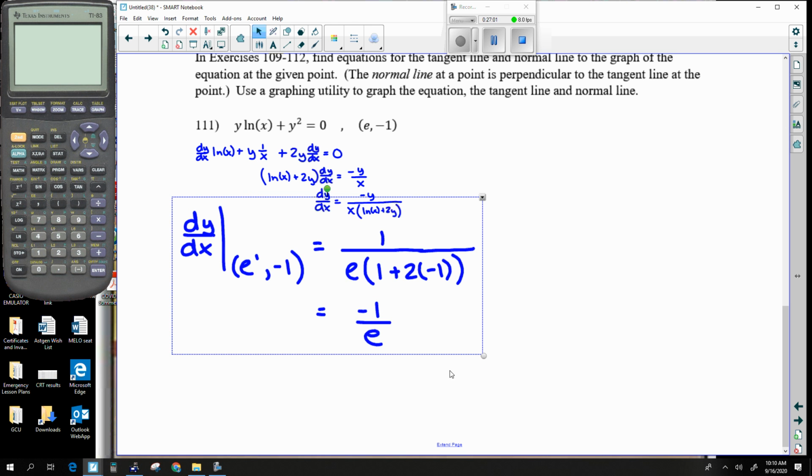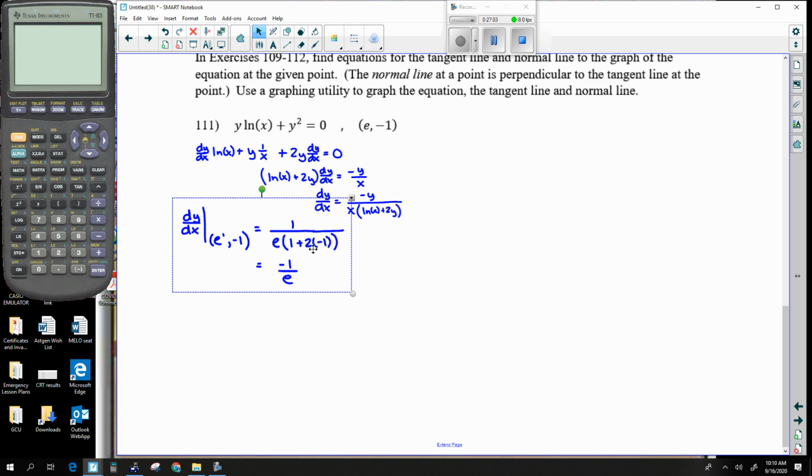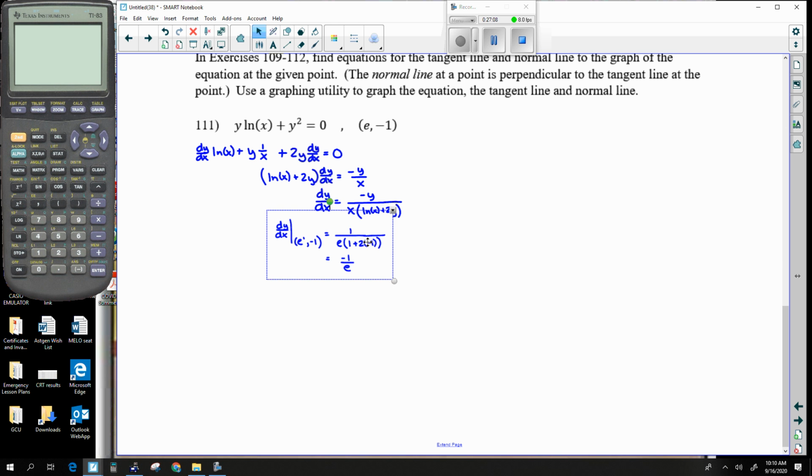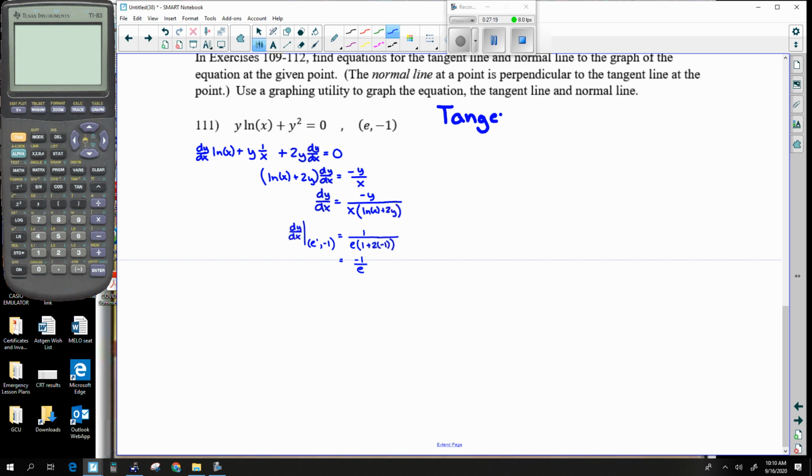Again, there's a lot of writing. I don't know if I provided enough room on the actual worksheet, but this is what it is. Okay, so again, a derivative is the slope of the tangent. So let's start with the equation of the tangent. This equation of the tangent has a point of e to the first power, negative 1, and it has a slope of negative 1 over e.